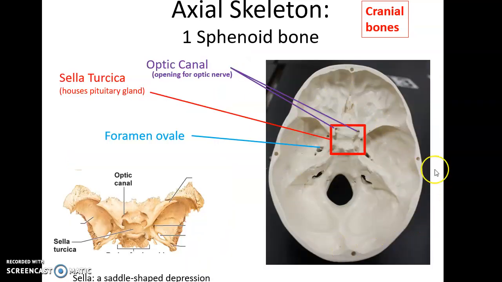So here again is that view. Pop the top of the skull and look down. We see this hole on either side. That large hole there is foramen ovale. We see a large depression here called the sella turcica. It houses the pituitary gland. And then above the sella turcica, we see these 2 tiny holes here. These are the optic canals. This is where the optic nerves travel from the eyeballs.